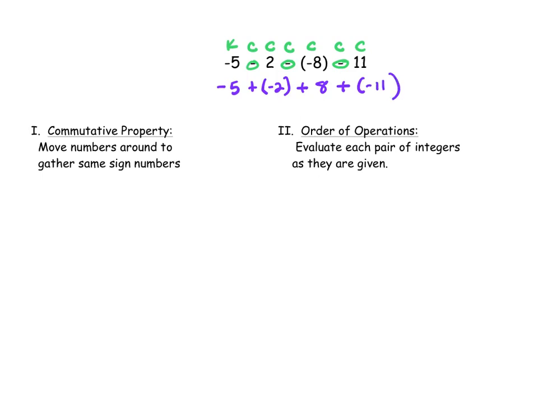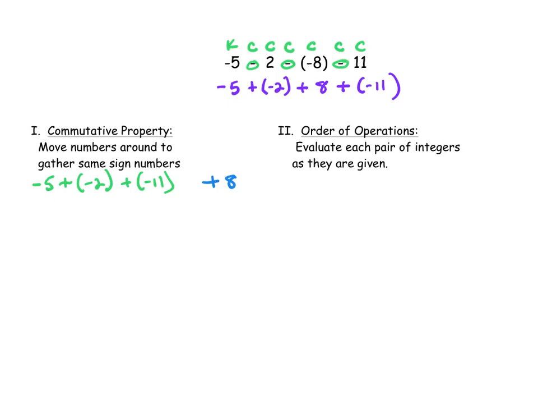So now that we have this expression, if you want to use the commutative property, I get to gather up all my positives and all my negatives. It doesn't matter what you start with. So I'm going to choose to gather up all of my negative numbers. I'm going to gather up -5, and then -2, and then I see one more negative number, -11. Then I'm going to gather up my positive numbers, and I just see one positive number, +8.